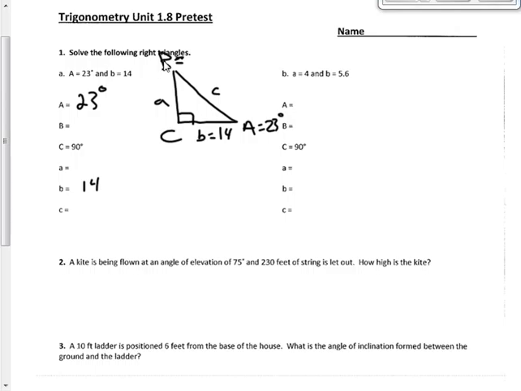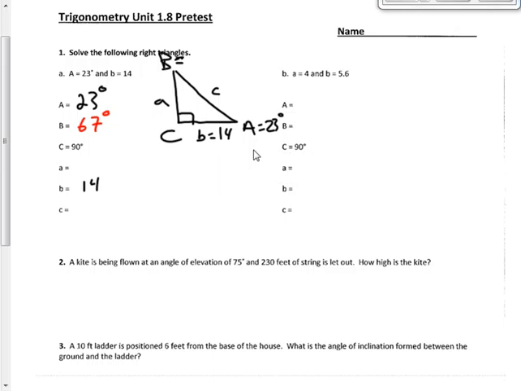My angle B, the first thing that I'm going to find, is that I know that in a triangle there's 180 degrees. So I'm going to subtract the other two angles. So I get 180 minus 90, which is 90, and then 90 minus 23, which is 67 degrees. I get that B is equal to 67 degrees. So that's the first part.